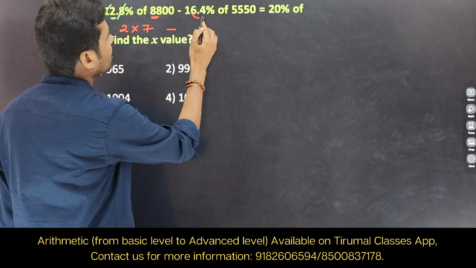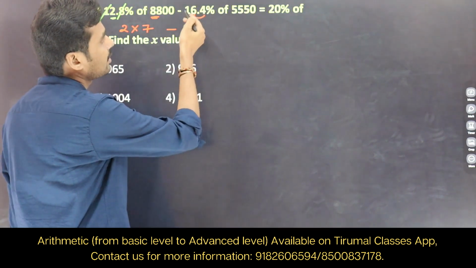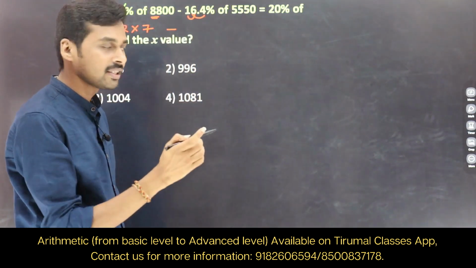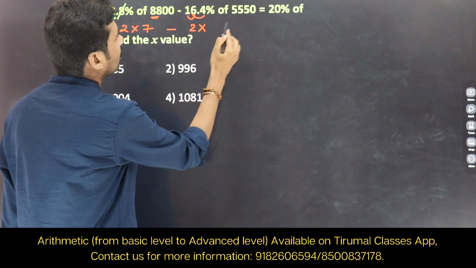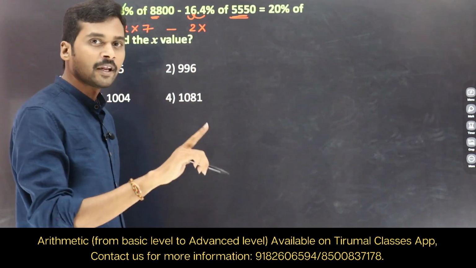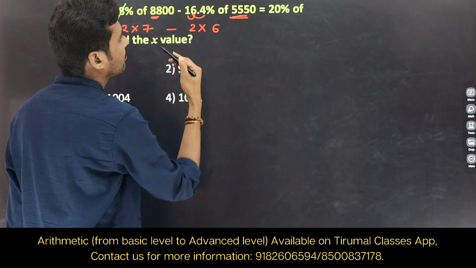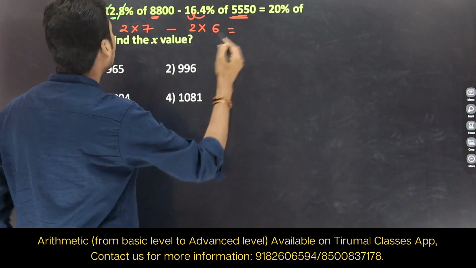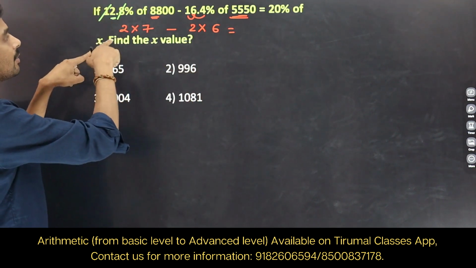Minus, so 6 plus 4 plus 1, 6 plus 4 is 10, 10 plus 1 is what? 11. 11 means what is the ds value? 2. So 5 plus 5 means 15, 15 means what? 1 plus 5 is 6. This is equal to 20% of x. It is given that 20% of x.